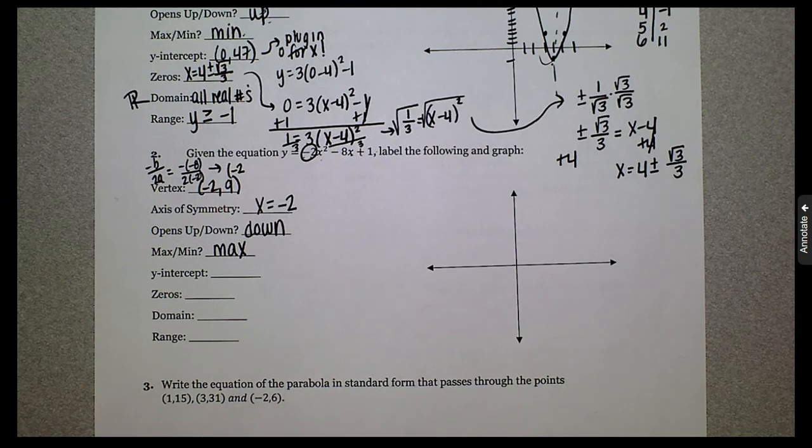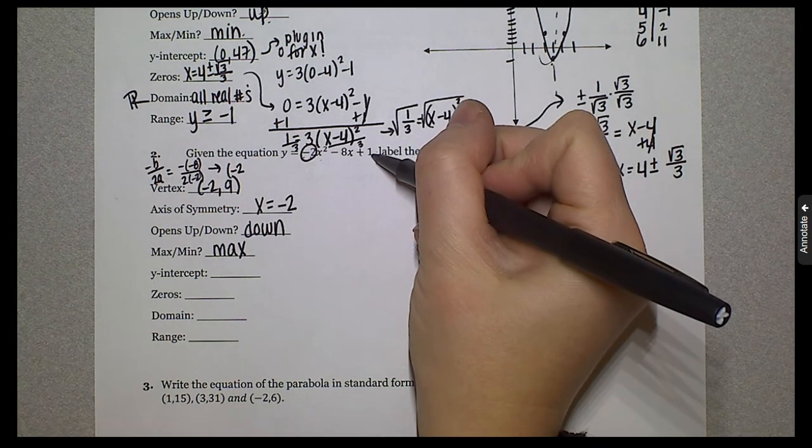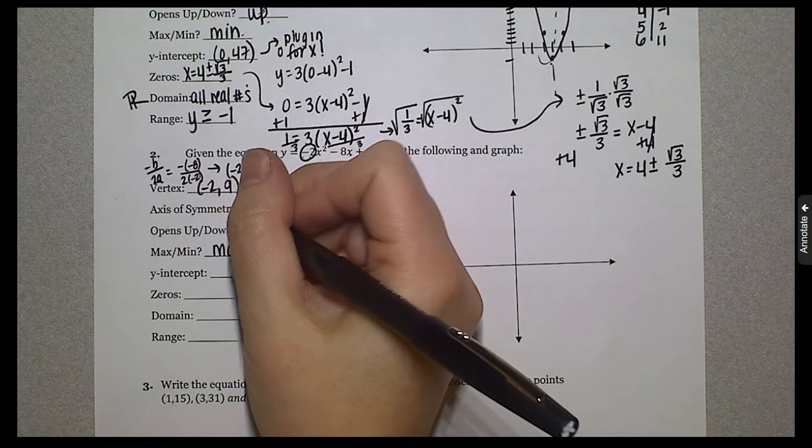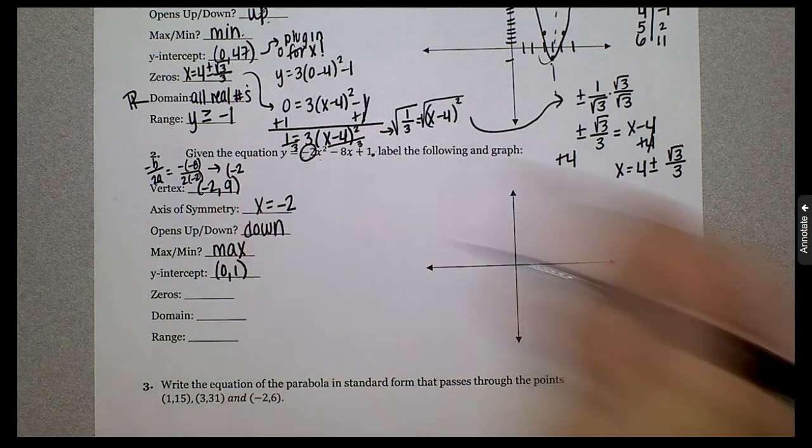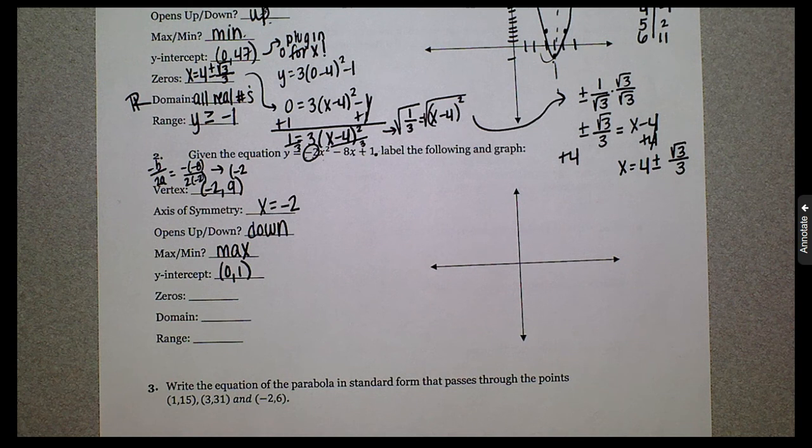For the y-intercept, the last one we plugged in a 0 for x. For this one, you could do the same thing. But this C is always the y-intercept. So it actually saves you a step. The y-intercept would be 0, 1. So it's kind of easy in standard form. It's just right there for you.